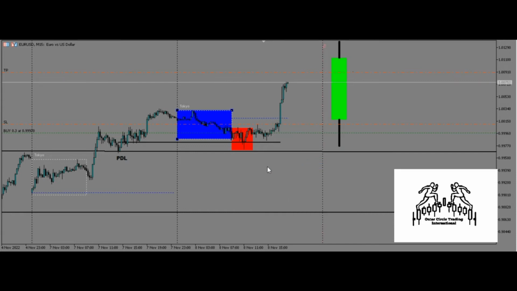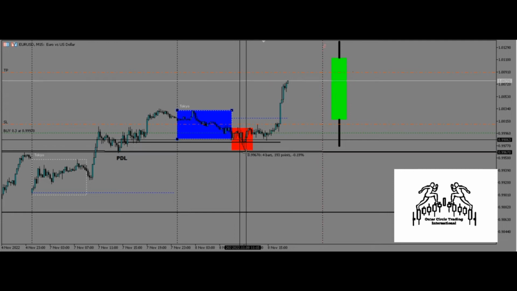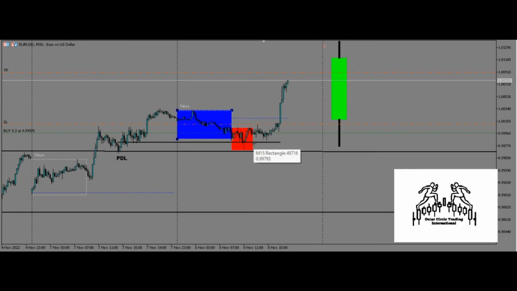Your entry is not important as long as you take the trade below the opening price or below the Asian low, maybe 20 pips. Your stop loss is 15 or 10 pips below the Asian low. So you can see just maybe 20 pips here is your stop loss. And then there will be an expansion.